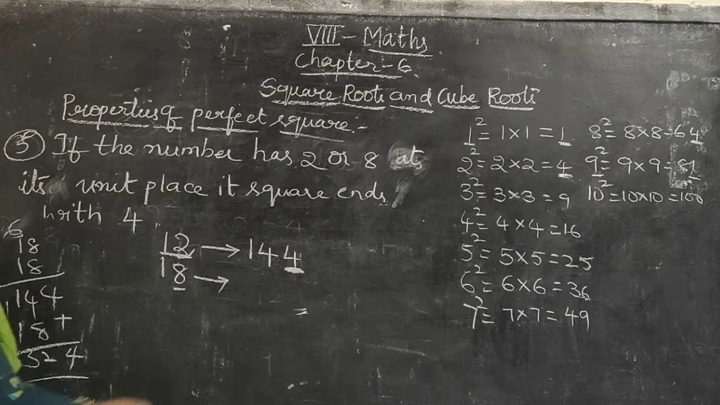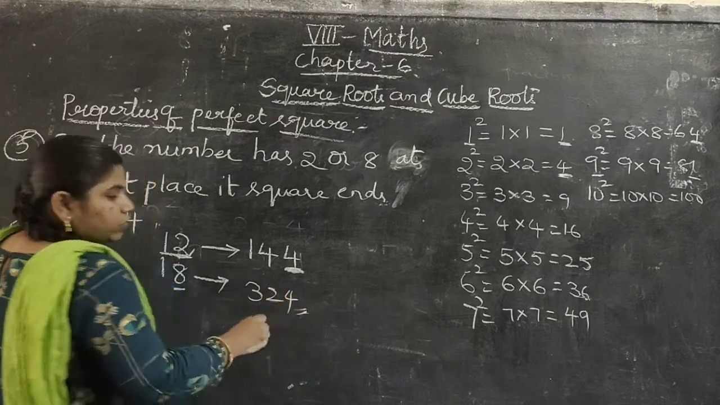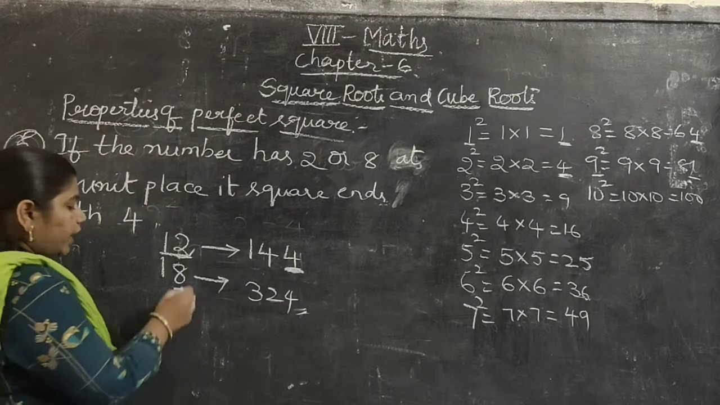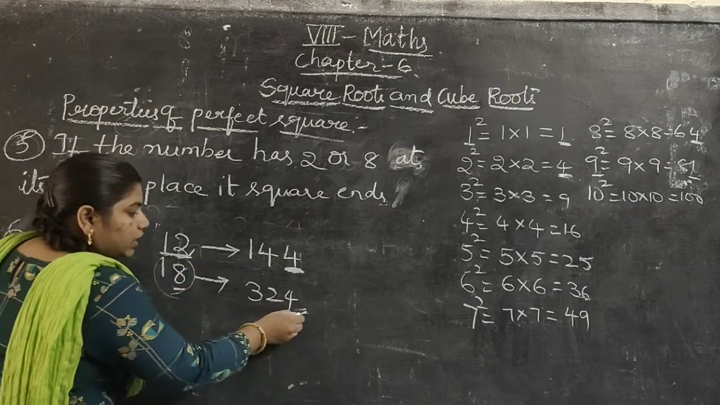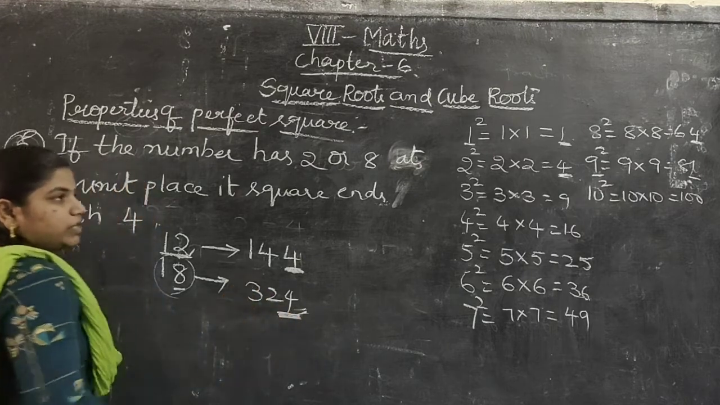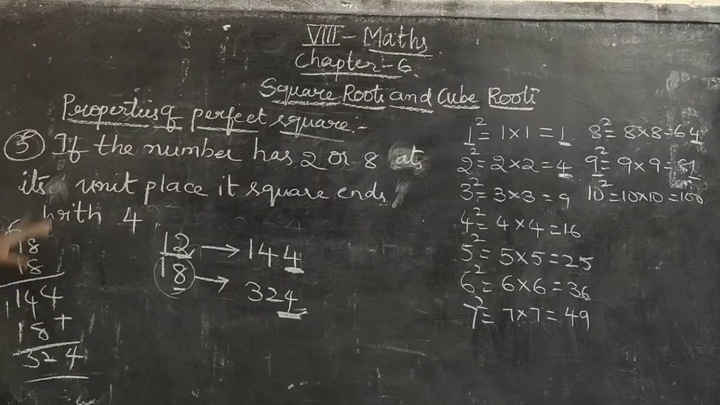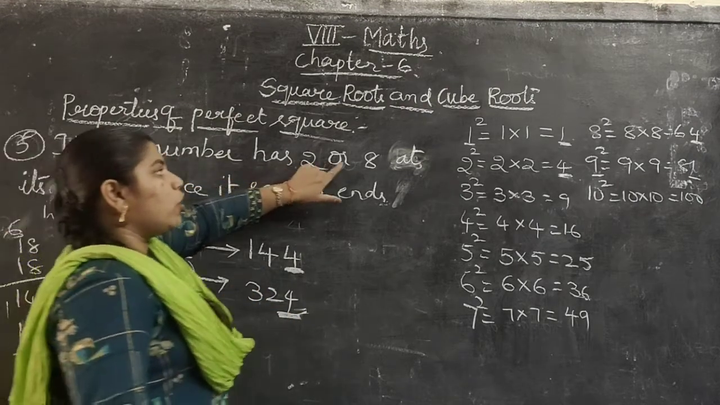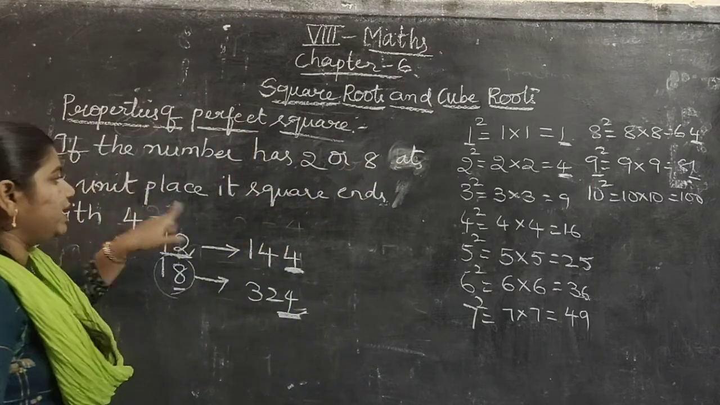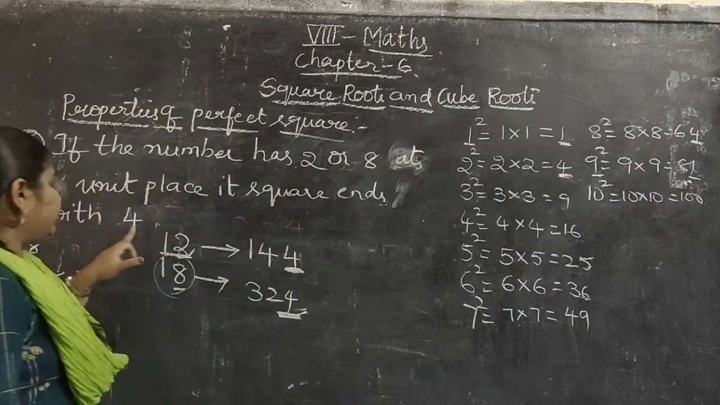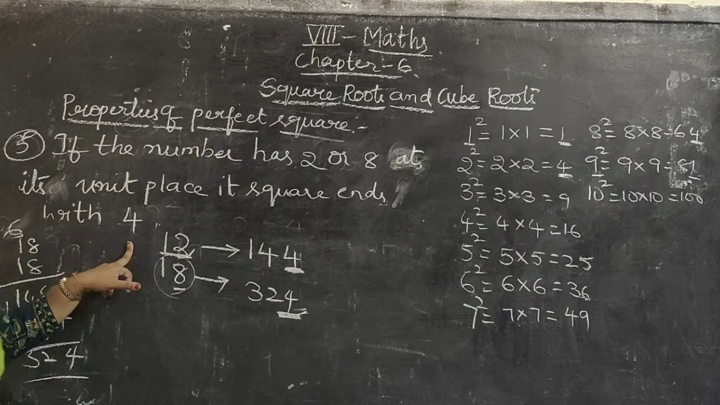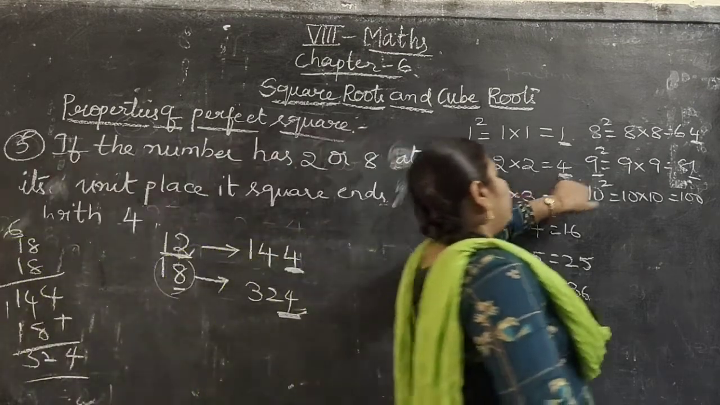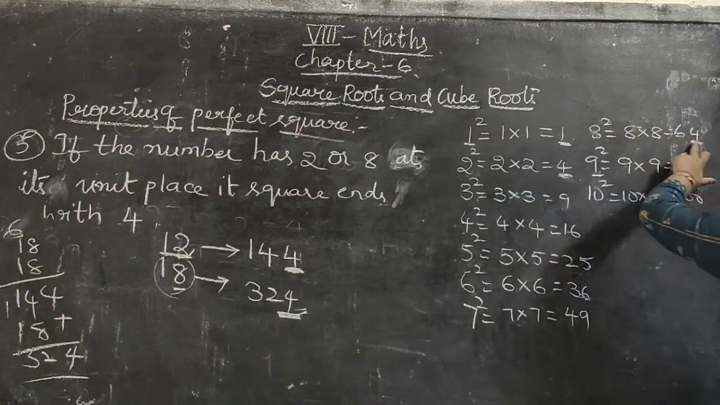That is 324. So 18 square is how much? 324. So 18 square is also ending with which digit? That is 4. So what is the next property? If the number has 2 or 8 at its units place, its square ends with which digit? That is 4. So 2 square is 4 and 8 square is 64.